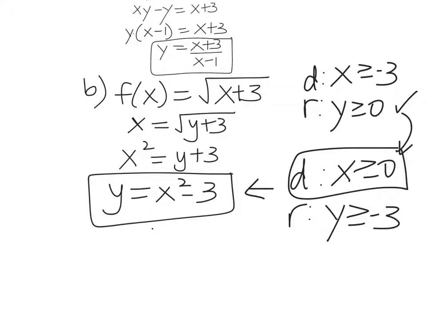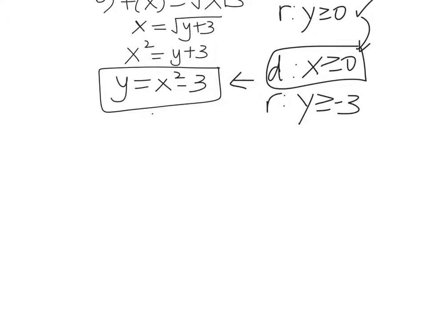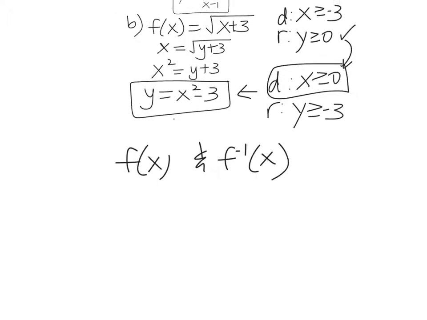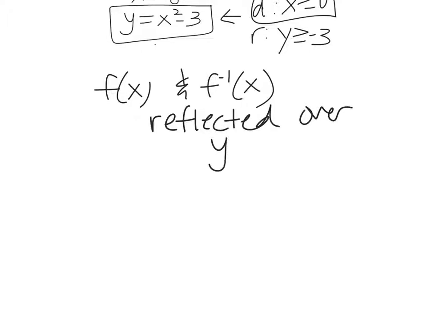Okay? Algebraically, that's kind of hard to do. I'll explain why that's what you do graphically, because graphically describes it better. So f of x and f inverse of x, when you have inverses like that, they are going to be reflections of each other. They're reflected over the line y equals x, the diagonal.